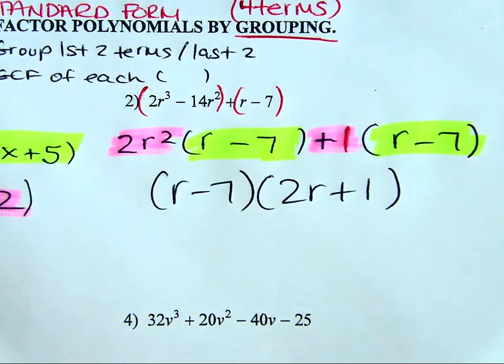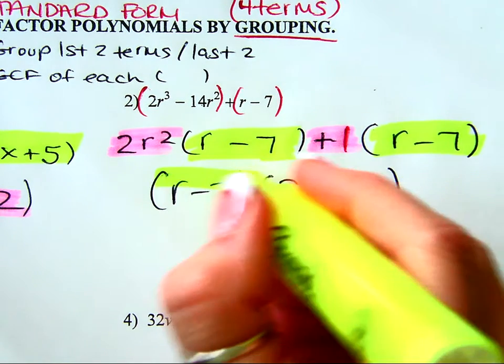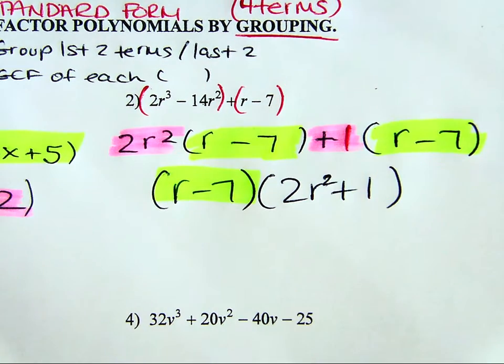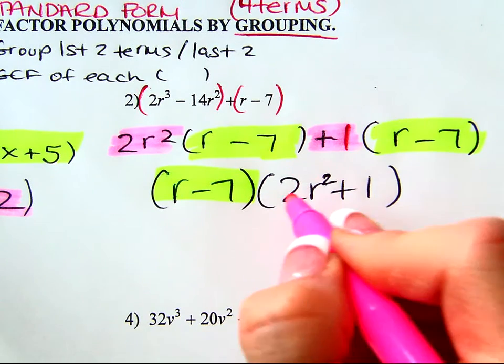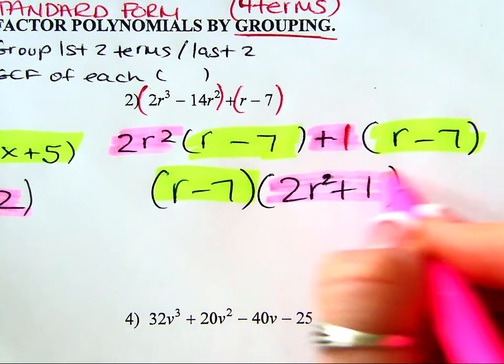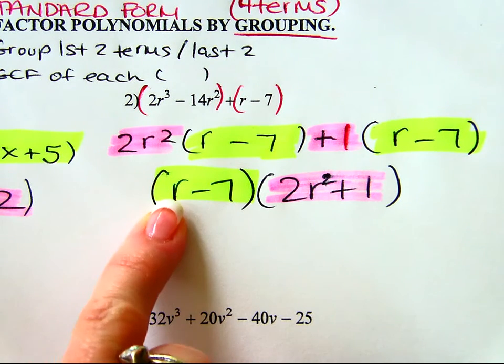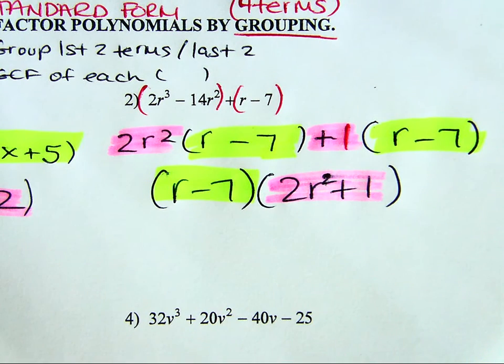I really think that the color coding, yes, 2r squared, sorry. Thank you. Okay, does that color coding help you see it? So GCF, pull that out, and that's one parenthesis, and what's left over is the other. Okay? That's the basic movement.